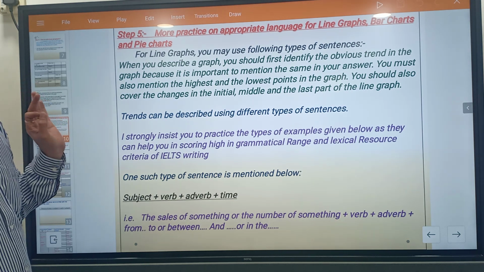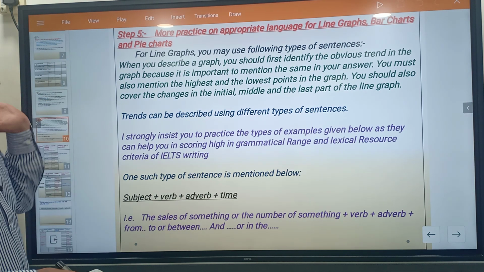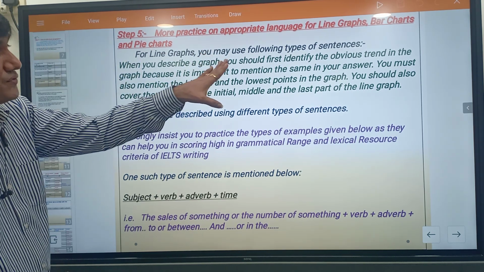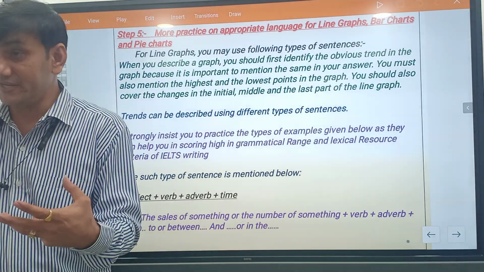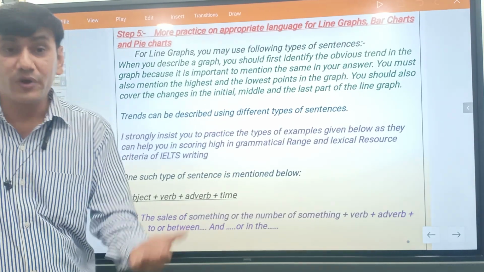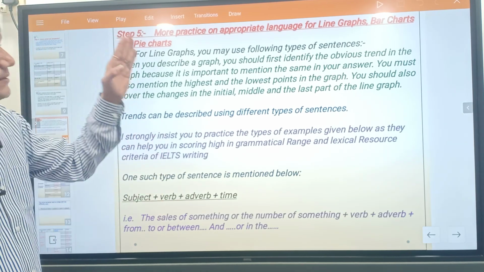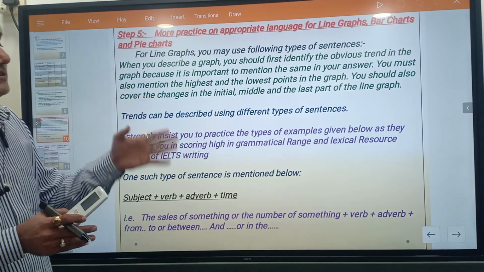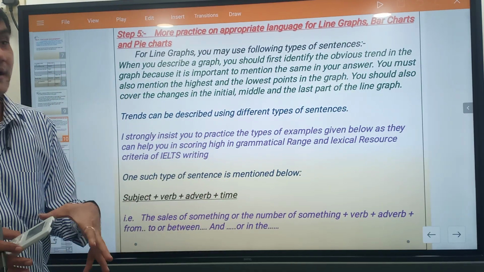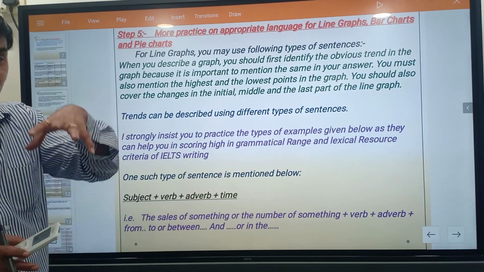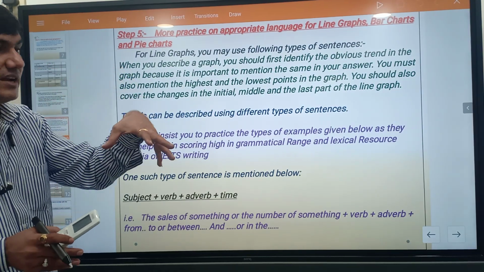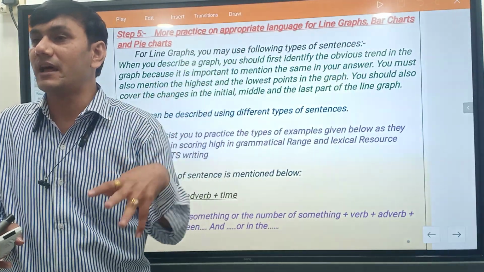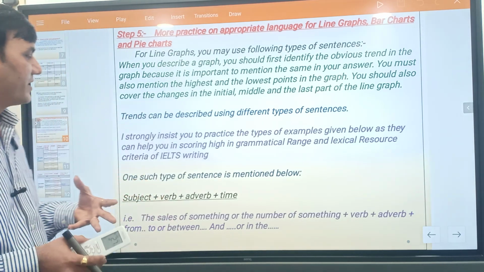More practice on appropriate language for line graphs, bar charts and pie charts. See, when you describe a graph, you should first identify the obvious trend. Which trend? That means it is going up or down in the graph, because it is important to mention the same thing in your answer. You must also mention the highest or the lowest points in the graph. You should also cover the changes in the initial, middle and last part of the line graph. First changes, second changes or last changes you have to mention in your body paragraph.